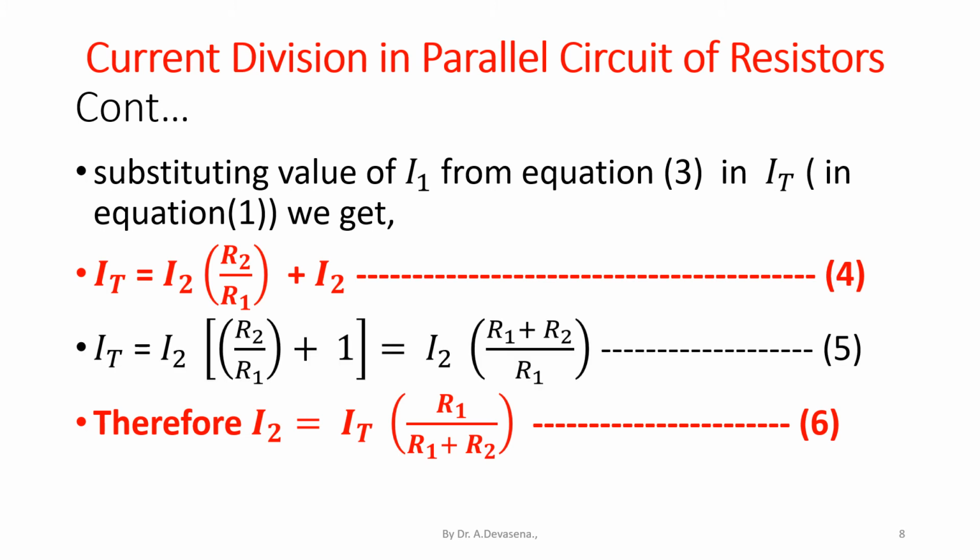That is I suffix T is equal to I2 into R2 by R1 plus 1. That is I2 into R1 plus R2 divided by R1. Consider this as equation 5. Therefore, the value of I2 is equal to I suffix T into R1 divided by R1 plus R2. Consider this as equation 6.